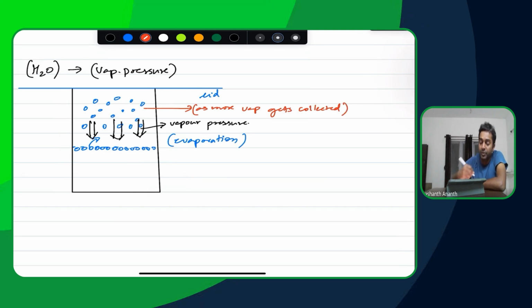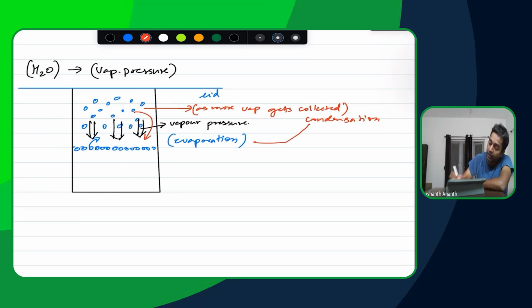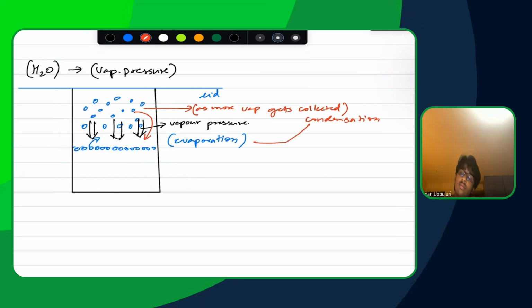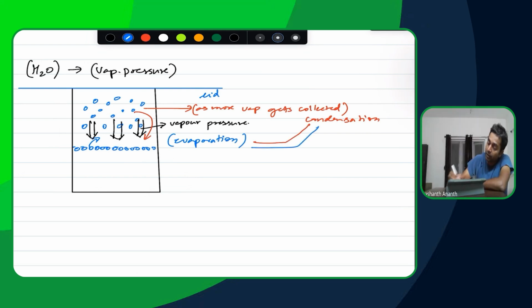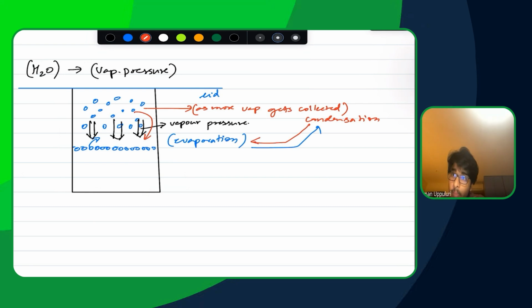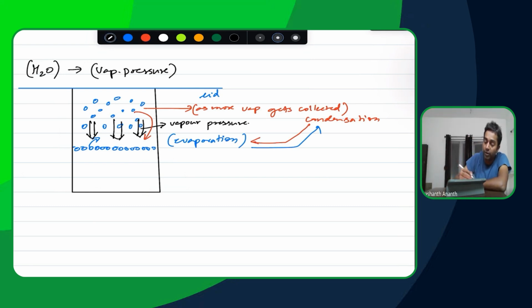As more vapor gets collected, condensation, which is the reverse of this process, also ends up increasing in the speed at which it happens. Eventually, we will reach a particular point at which the evaporation and the condensation both reach a nice, comfortable equilibrium.